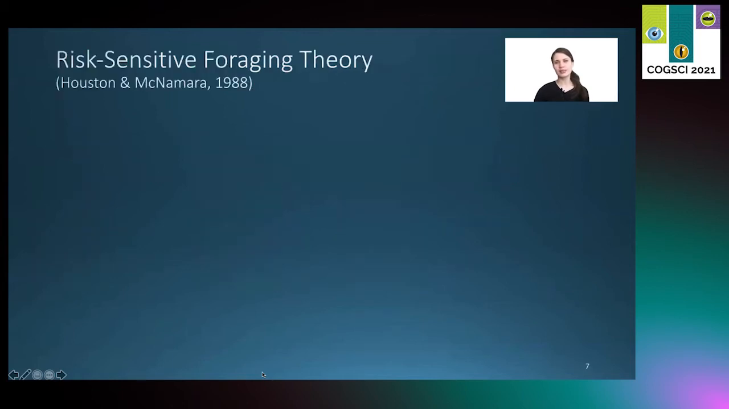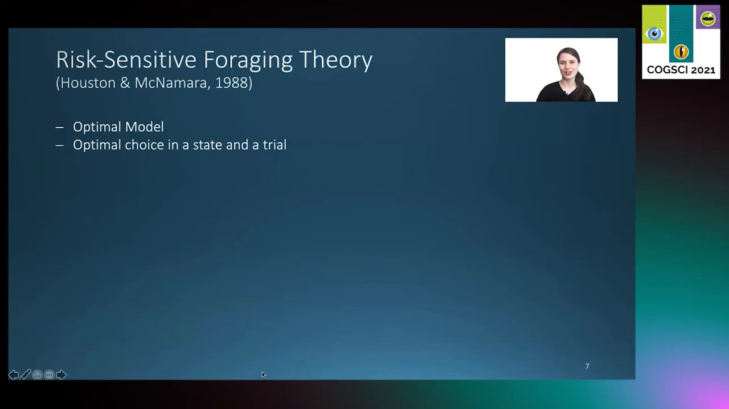We also test 3 cognitive models. First, risk-sensitive foraging theory. Risk-sensitive foraging theory is an optimal model for risky choices with goals. This optimal model calculates for each state in each trial whether the risky option or the safe option has a higher chance to reach the goal. The optimal model finds the optimal choice in each state. To find the optimal choice, the optimal model uses dynamic programming.